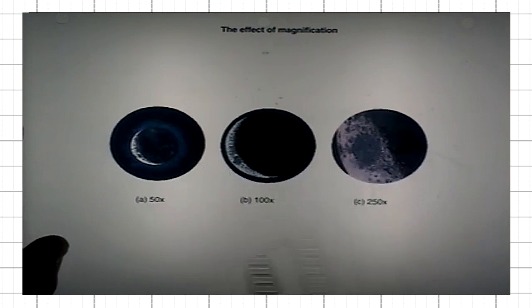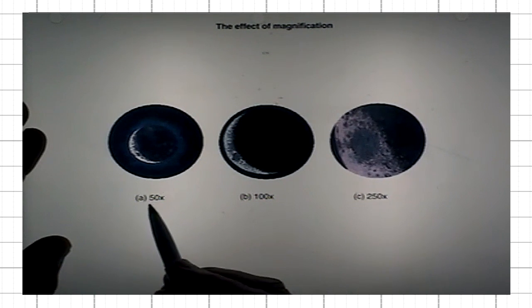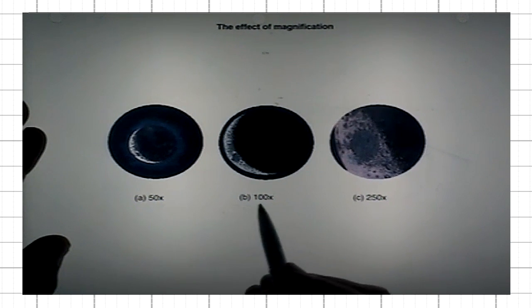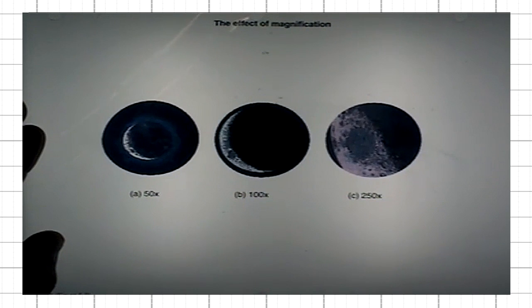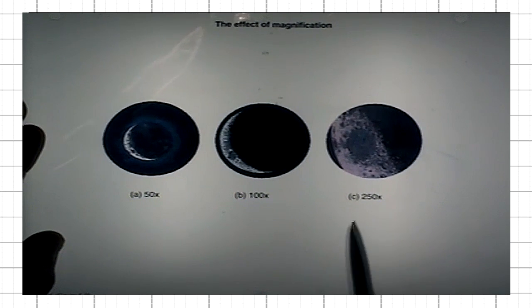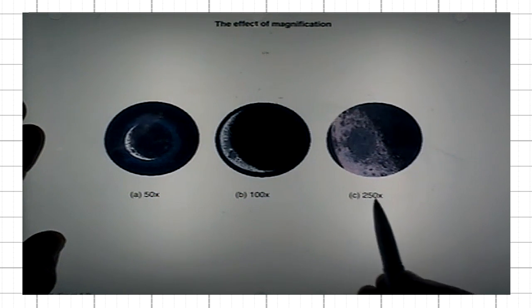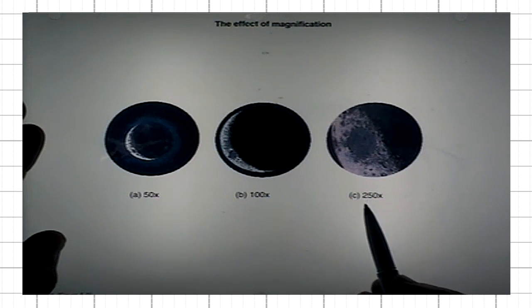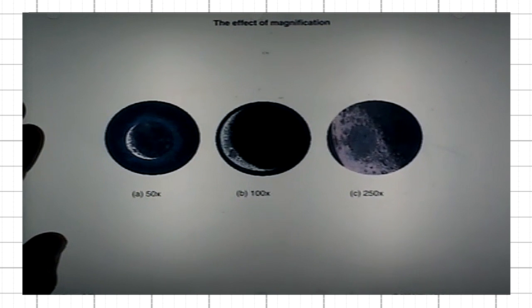As you increase the magnification, so here is the view of the moon at a magnification of 50. Here at a magnification of 100, which you achieve just by changing the eyepiece on the telescope. The objective is still one and the same. Here is the view with yet another eyepiece, where you achieve a magnification of 250. But as you increase the magnification, the image becomes fainter.